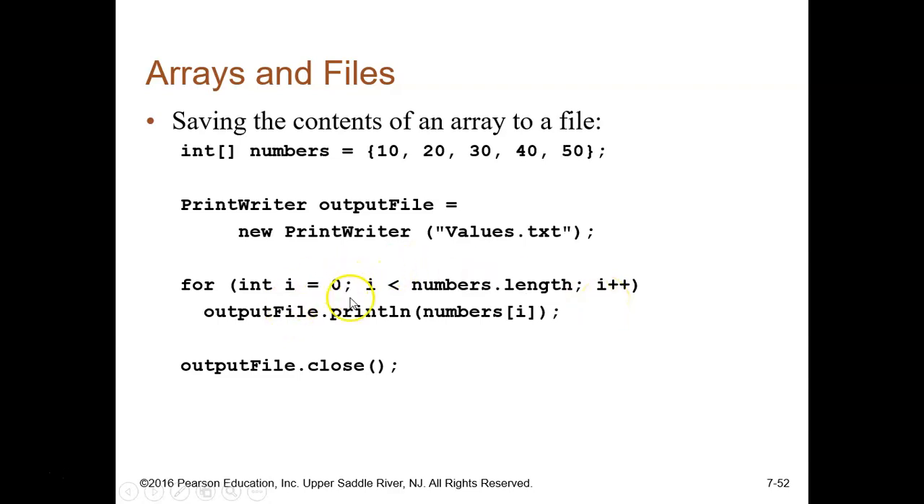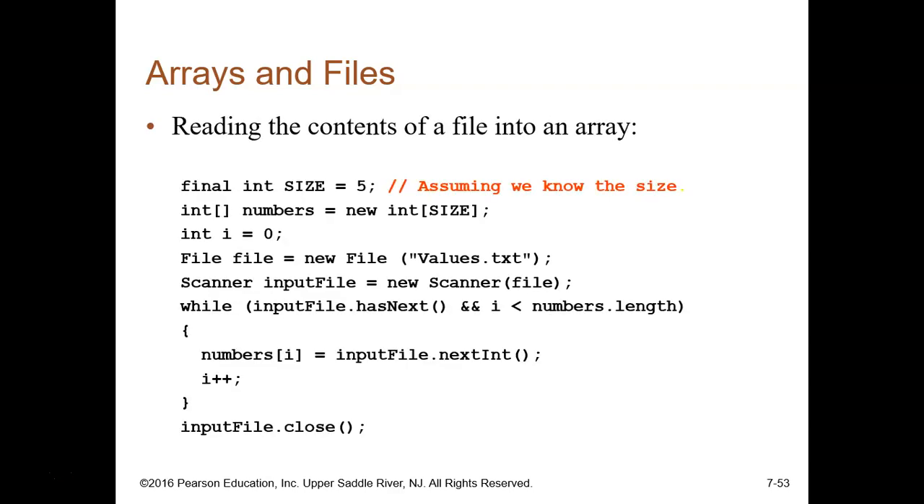Each one of these will be written into our output file one at a time using the println method. So it'll start off by printing 10, then print 20, 30, 40, 50, and then this will no longer be true, so it'll kick out of the loop and close the file. So just like text can be written to a file, we can write the contents of an array to a file. Now on the flip side, we can retrieve values from a file and put them into an array, just like you did with text.